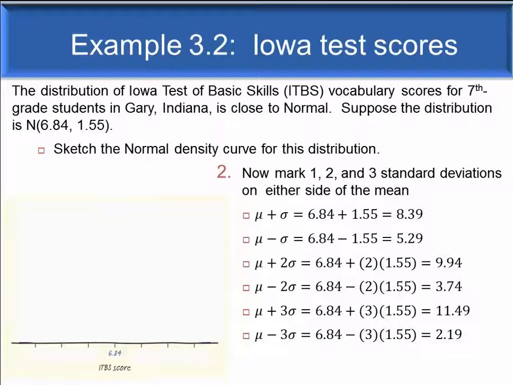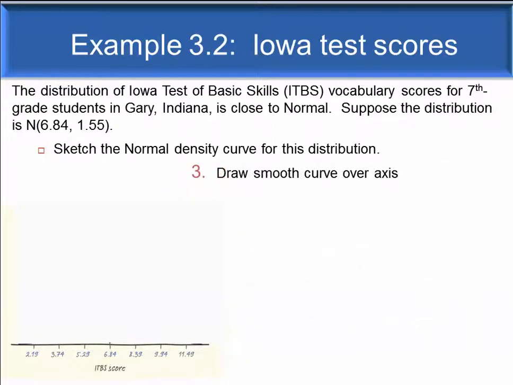So for example, to get 1 standard deviation above the mean, we're going to take the mean of 6.84, add 1.55, and that gives us 8.39 as the point 1 standard deviation above the mean. Similarly, we're going to subtract 1.55 from the mean to get 5.29 as 1 standard deviation below. So we're going to do that for each of 1, 2, and 3 standard deviations above and below the mean, and mark our axis as you can see here below.